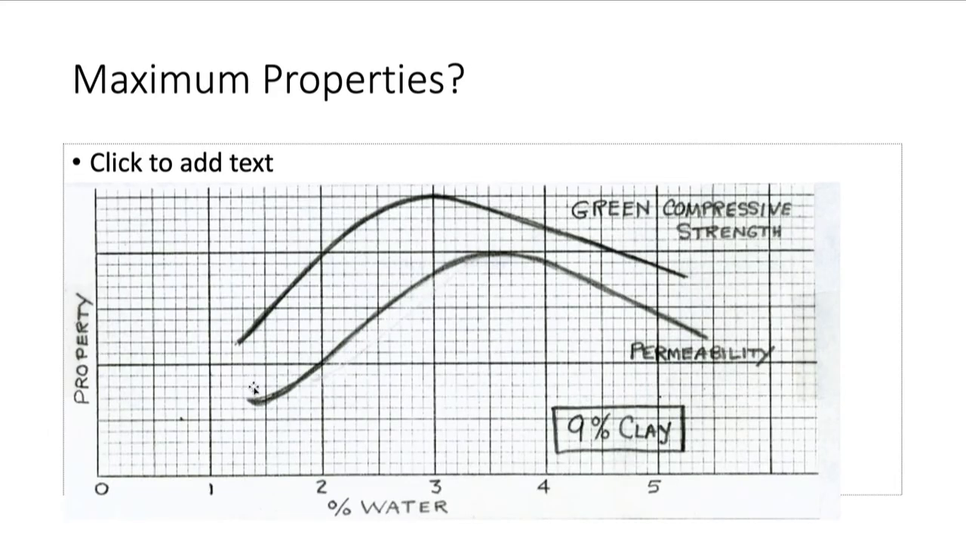Same thing with green compressive strength. We know this because I've talked about this a little bit in class already in the lab. But as we go to higher percentages of water, we get a peak. It doesn't say, oh, this is 9% clay. So around 3% water, we're going to get our peak of the compressive strength. It doesn't say what the green compressive strength is, but here we have the permeability at its highest, right around the same percentage because of that exact science we were just talking about.